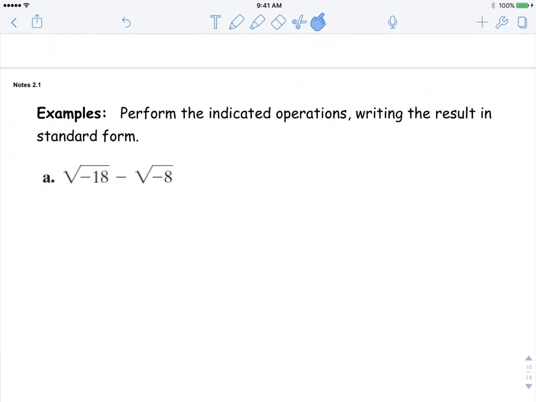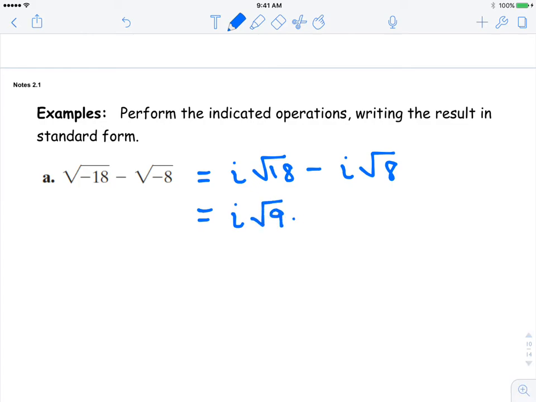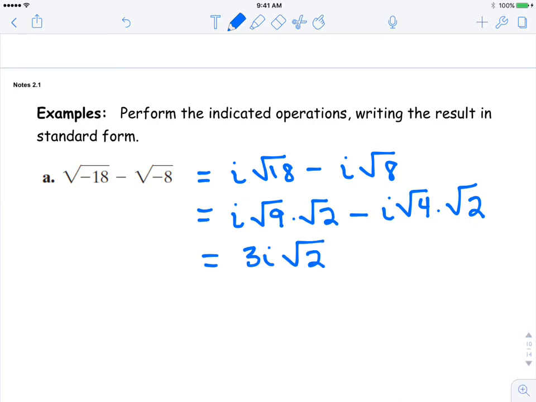All right, so here's our example. We want to simplify so that negative square root of 18 represents i square root of 18 minus i square root of 8. Then we break down that 18 to the square root of 9 times the square root of 2, minus, break down the square root of 8, the square root of 4 times the square root of 2. Now the square root of 9 is 3, so that's 3i square root of 2.